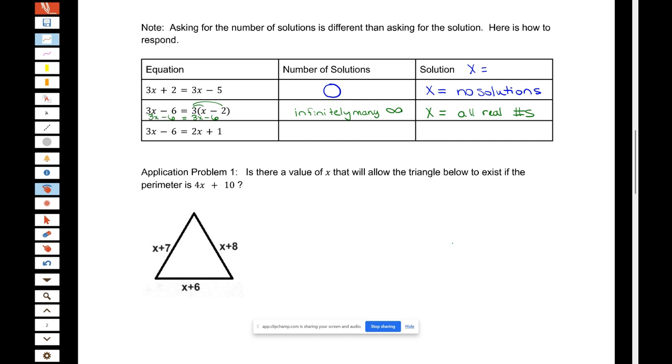And then this one, because the x's are different, when you subtract 2x, you will still have an x over here to solve. And I get x equals 7 on that one. So the solution is x equals 7. Number of solutions is that there is one solution, and it's the number x equals 7. So make sure you respond based on the question that is asked.